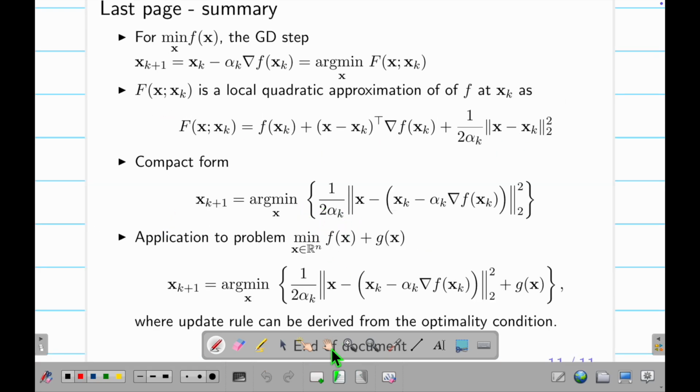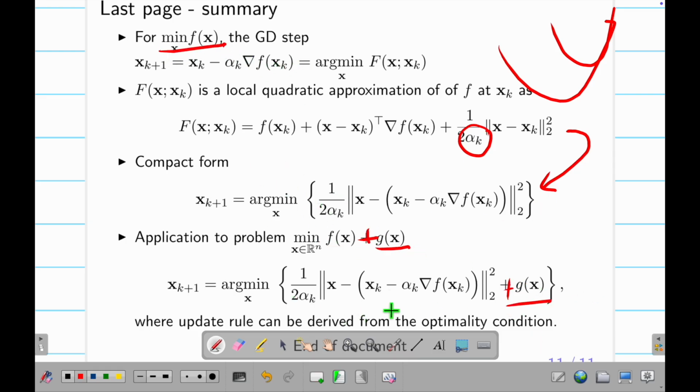Yes, really that simple. So this is the summary. Gradient descent comes from minimizing a big F. This big F is a quadratic with a well-chosen alpha to make it an upper bound of your original F. Completing the square gives this. And now this is for min F. If I have plus g, then I put it here. This is then proximal gradient descent. Done.